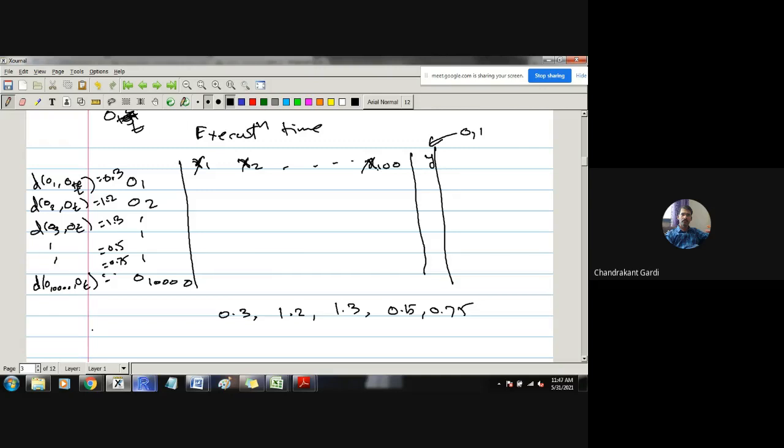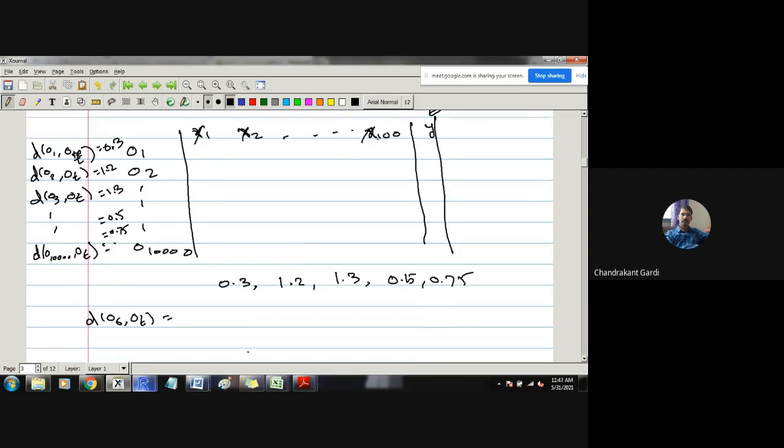Now suppose I am calculating the distance between O6 and OT. I will have the formula: the square root of (x1 observed on the 6th observation minus x1 observed on the test observation) squared, plus (x2 observed on the 6th observation minus x2 observed on the test observation) squared, and so on, finally plus (x100 observed on the 6th unit minus x100 observed on the test observation) squared. This is our formula.